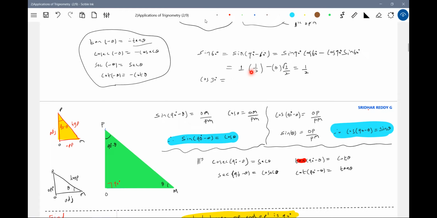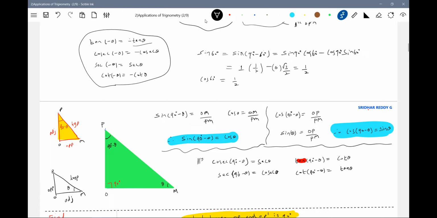Similarly, this cos 30, what is the value of cos 60? Cos 60 is 1 by 2. So therefore, what can we write here now? Sine of 90 minus 60 is what? Let me put theta as 60 degrees. So sine of 90 minus 60, what will we get? 30 degrees.